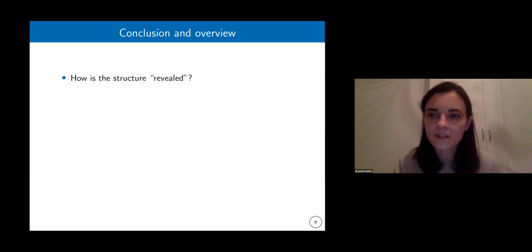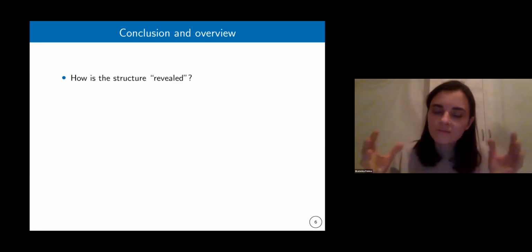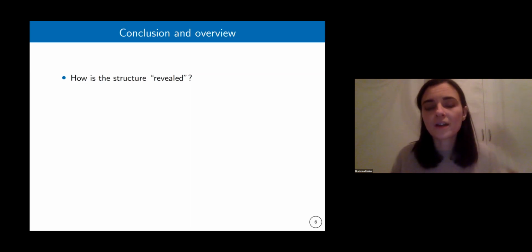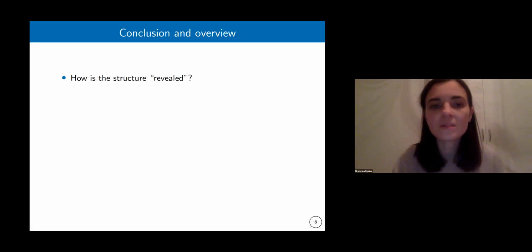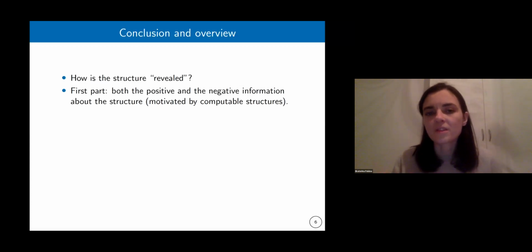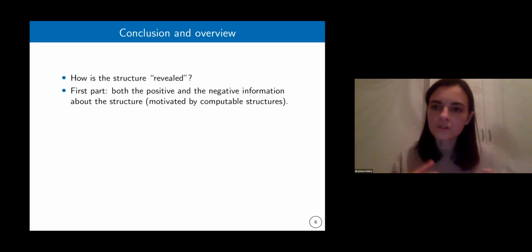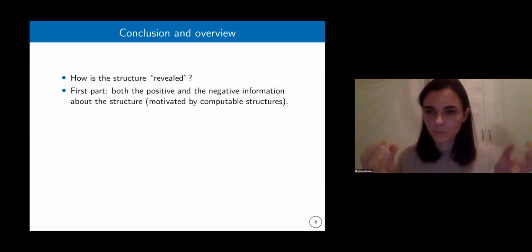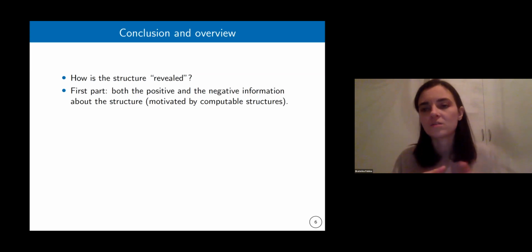Now let's formalize all this. Let's talk about what we mean by receiving these finite pieces, what kind of information we receive when we see them. There are two most obvious approaches, but I will talk about them also later. The first, motivated by computable structures, is that we see both the positive and the negative information. So we see finitely many elements, and we know how they are related to each other and how they are not related to each other. If they are not related, they will never become related.